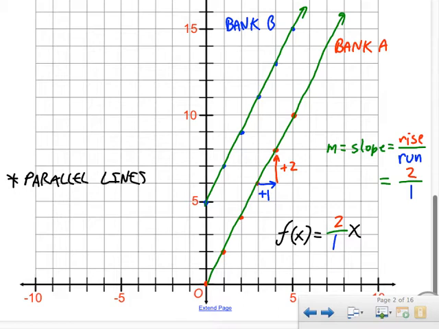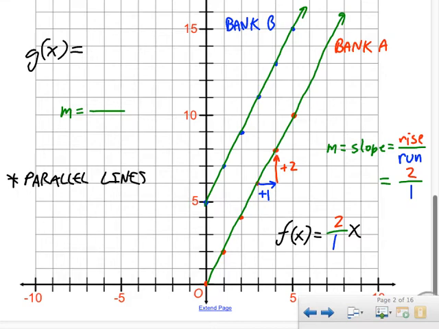Now, I can't call bank B function f. I've got to rename it. So what's after f? G. So the function that goes with B, I'm going to call it G, but we're still using x. Now, first we need to know the slope of this line. What's the slope of this line? M equals, what is it?